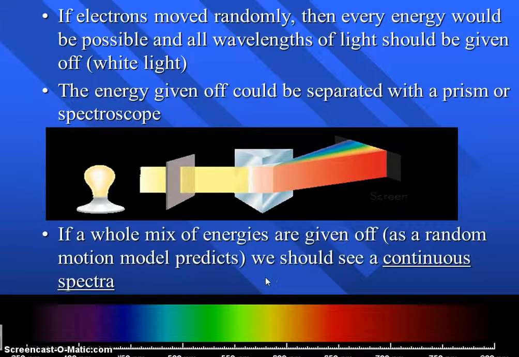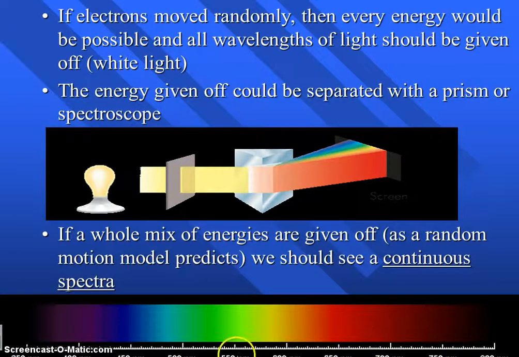So if this were the case, this type of random motion model predicts that when we look at the spectra of these gases, we would get what's called a continuous spectra. Down here, notice we have the full rainbow. That means that every possible amount of energy is given off.